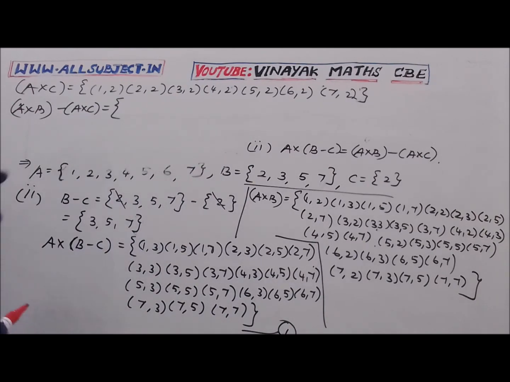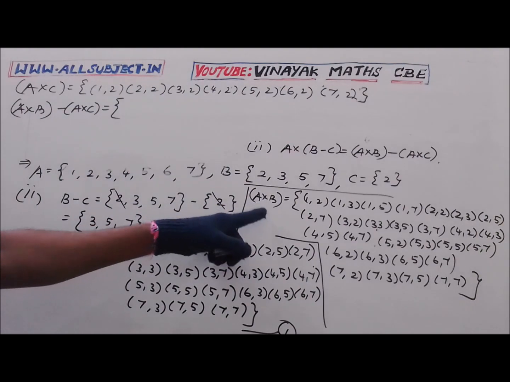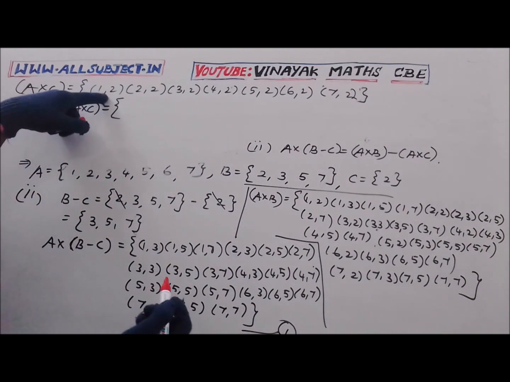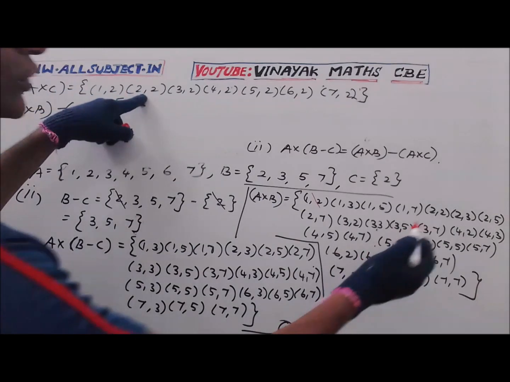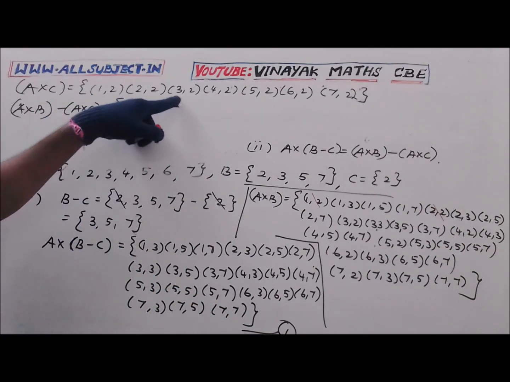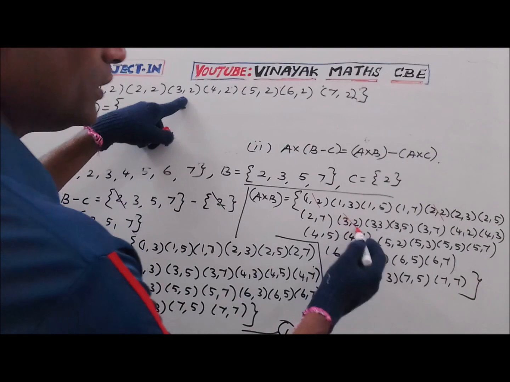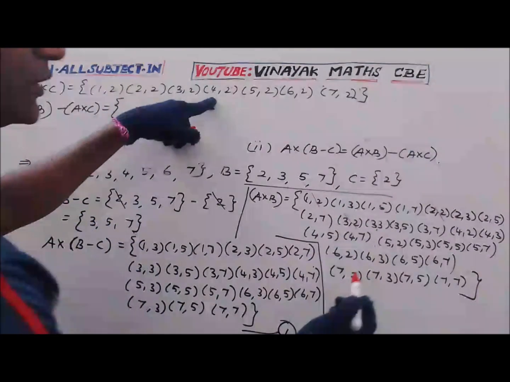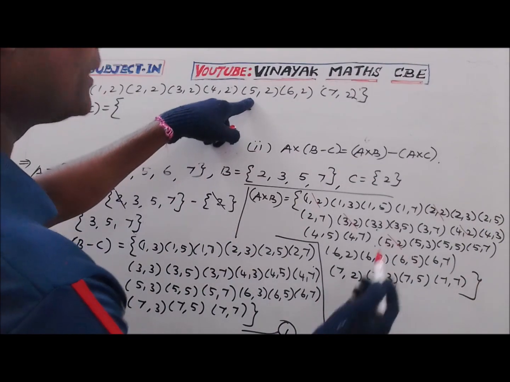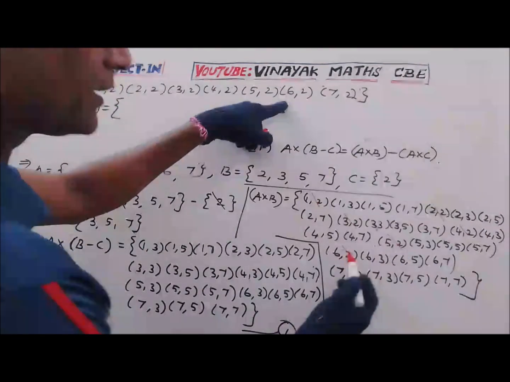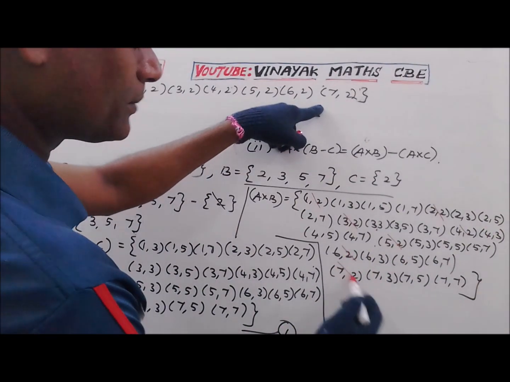Comparing these two, A cross B minus A cross C: 1, 2 is present, so it is left out. Then 2, 2 will not be available. Then 3, 2 gets cancelled. The 4, 2 will be subtracted, and 5, 2 will be subtracted, and 6, 2 is subtracted. 7, 2 is also subtracted.